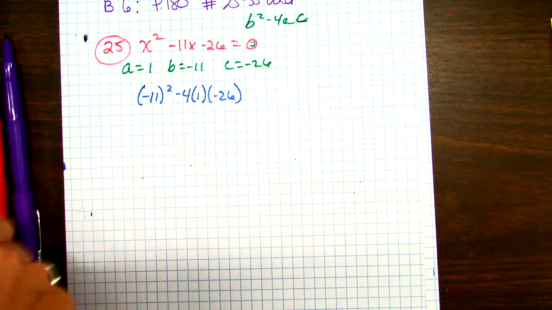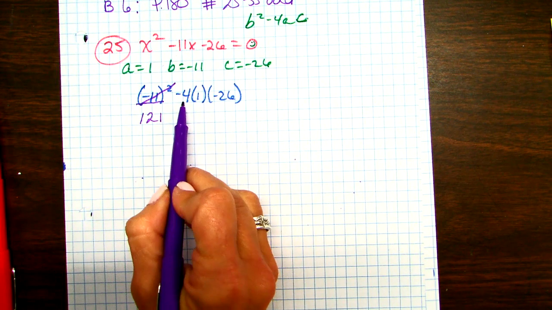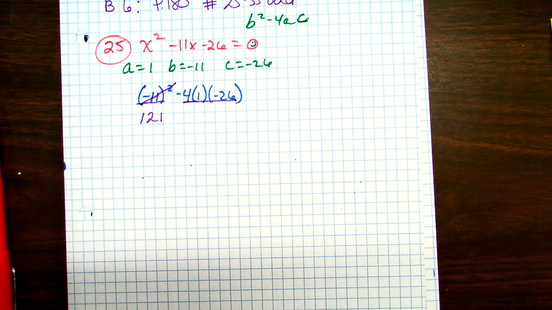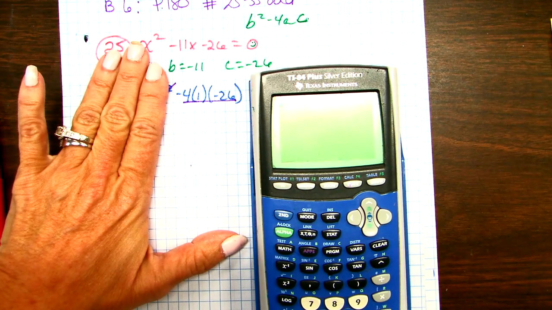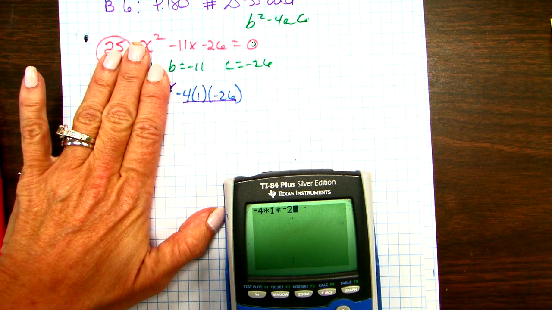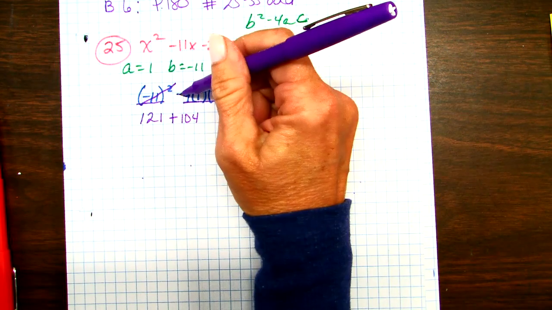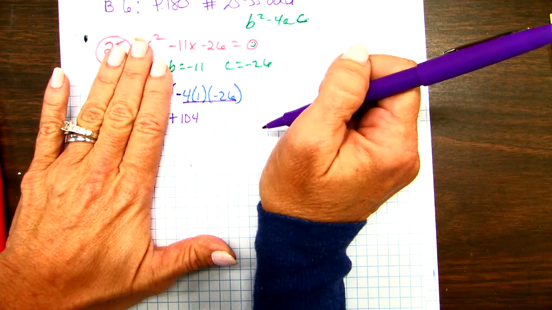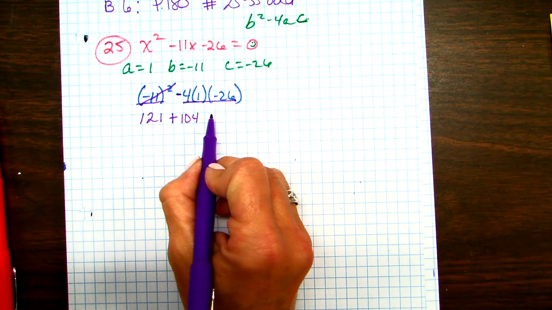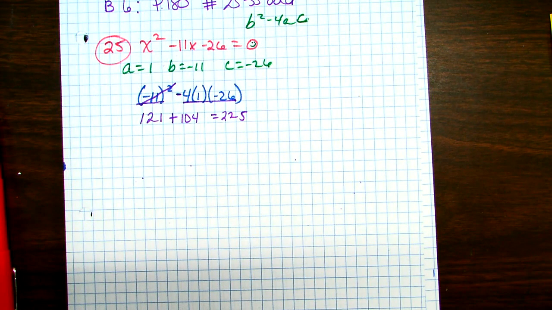Okay, so negative 11 squared is 121, right? And then I'm just putting this in my calculator. If I get a negative, I subtract. If I get a positive, I add. So when I put negative 4 times 1 times negative 26 in my calculator, I get positive 104. That means add 104. Okay, Paris, because you were getting confused with that yesterday. We already used the negative by plugging in the calculator. Okay. And so our discriminant is 225. That's the discriminant. Because it's a positive number.